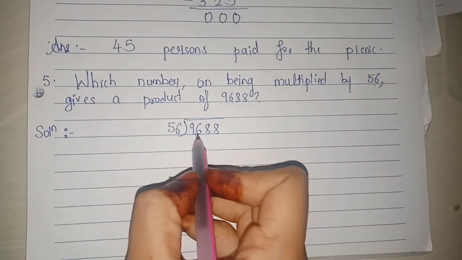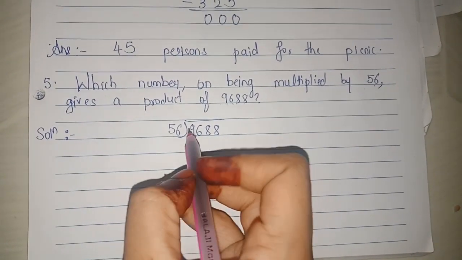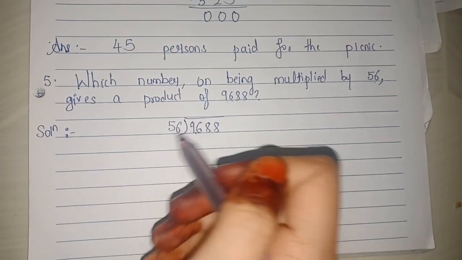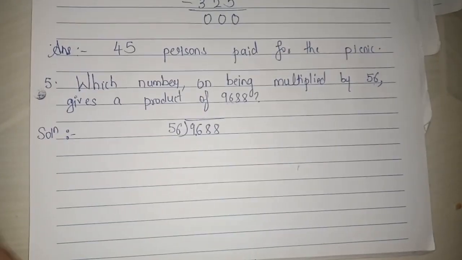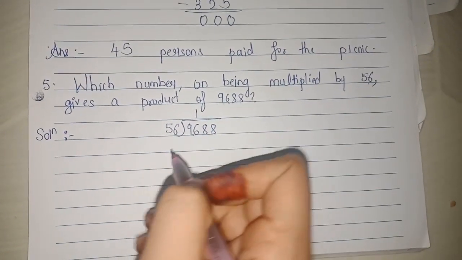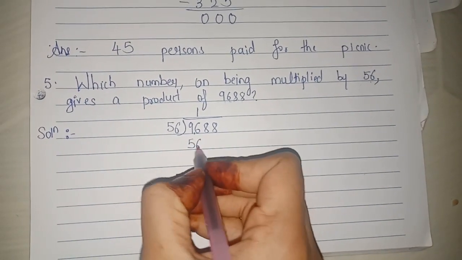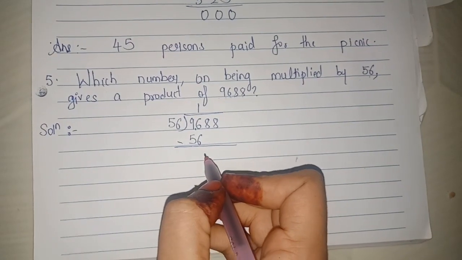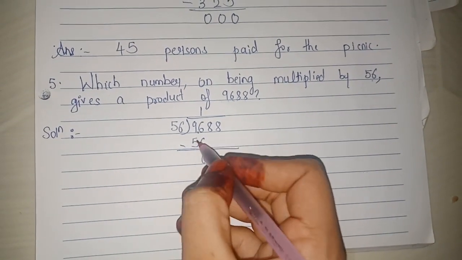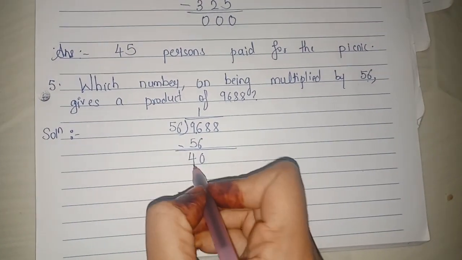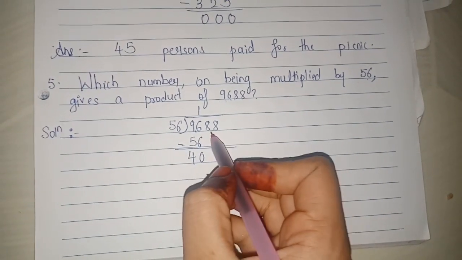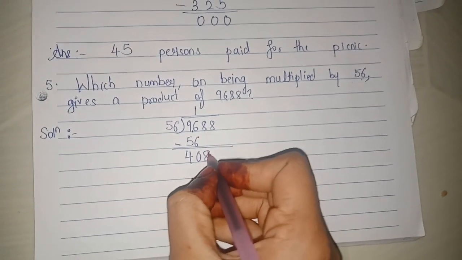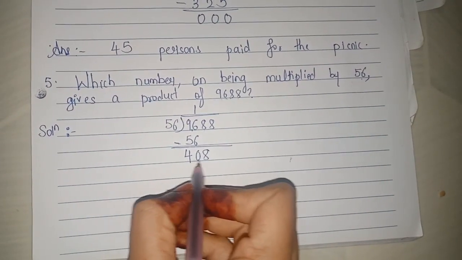So we will take first 96. So 56 ones is 56. So 1 will come here and 56 will come here. Subtract them. 6 minus 6 is 0. 9 minus 5 is 4. Okay. Now take this 8 down. So we get 408.